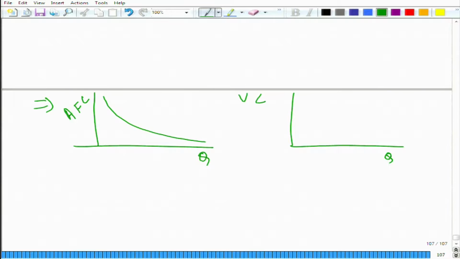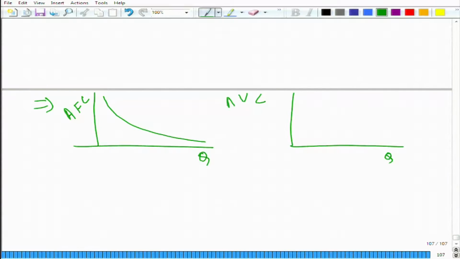Average fixed cost is decreasing with Q. How about the variable cost? Of course, we are talking about the long run. Average variable cost may increase or decrease. Why? When will it increase and when will it decrease? Sir, when it is increasing returns to scale, then it will decrease. You are right, but just think about it, why does it happen?